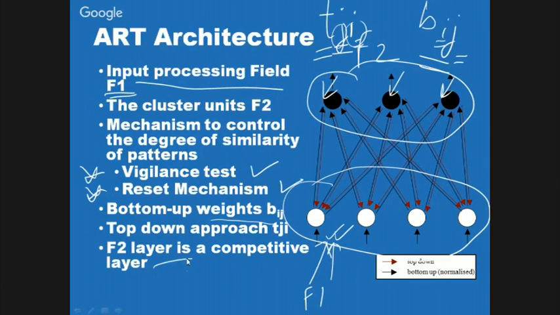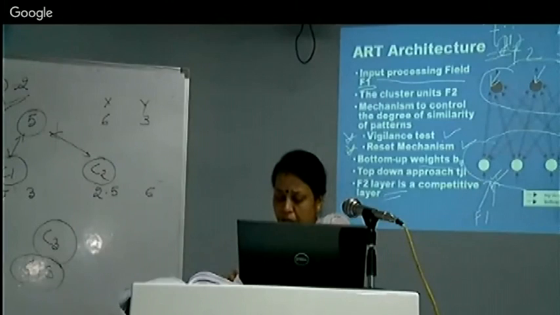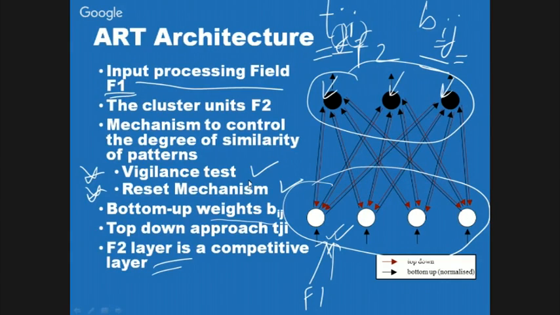And this F2 layer is a competitive layer. That means the competition of the clusters will be going on in F2, whether the input belongs to cluster 1 or cluster 2 or cluster 3 or cluster 4. They will compete, and finally the winning cluster will say that I am the winner, and the weight updation will be according to my condition. So this is the gist of the ART architecture.